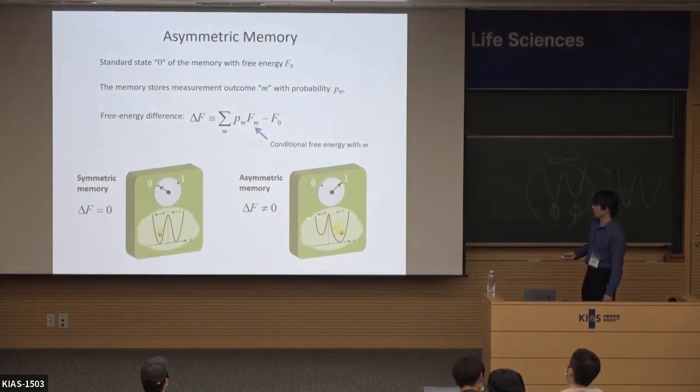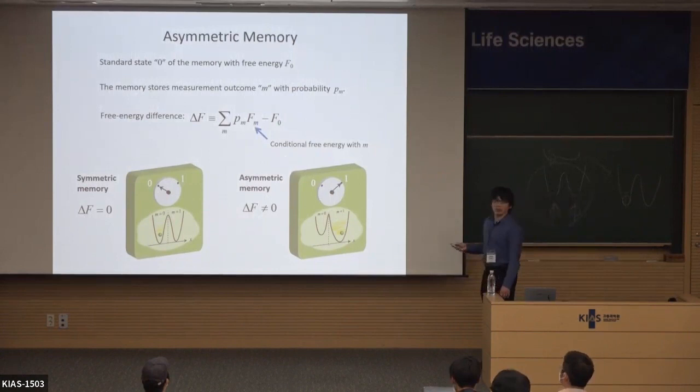M is the measurement outcome, M equals 0 or M equals 1, for example. And this F0 is the initial standard free energy. So if the memory is symmetric, this delta F is always 0 because F1 and F0 are the same. But if the memory is asymmetric, then we have free energy difference just for trivial information processing processes.